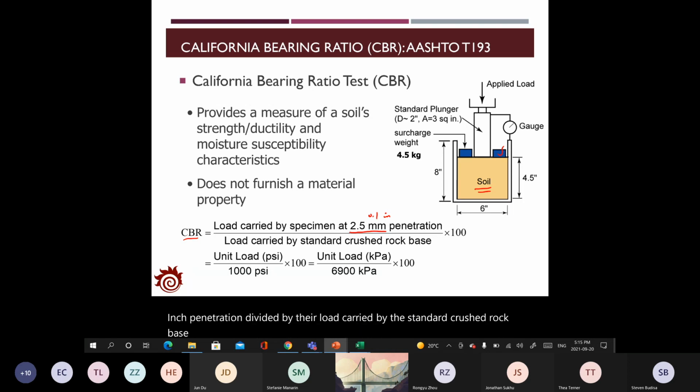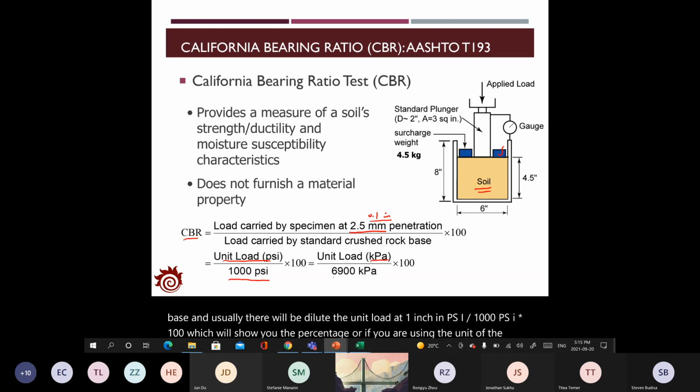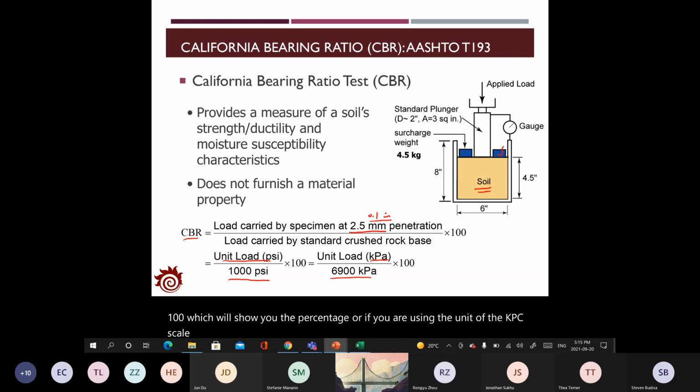And usually that will be the unit load at 0.1 inch in PSI, divided by 1000 PSI, times 100, which will show you the percentage. Or if you are using the unit of kilopascal, the value at the bottom would be 6900 kilopascal. So you can see that the most important part of the CBR test is to find out the load at the penetration of 0.1 inch or 2.5 millimeters.